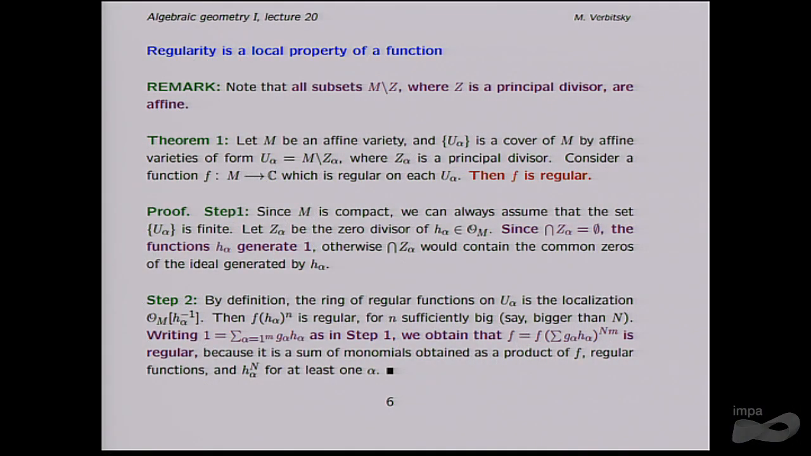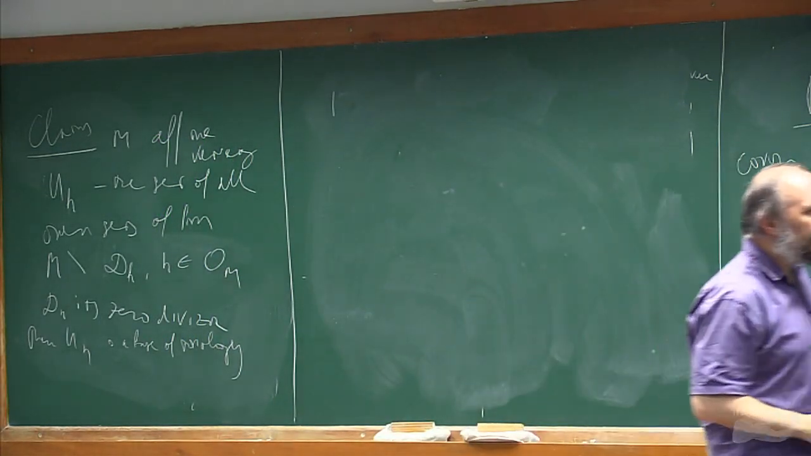Another thing which we need is that regularity is local in the Zariski topology. So we want to prove that regular functions are a sheaf. And to do that, we need to have the gluing axiom. So let's state and prove the gluing axiom for regular functions in the Zariski topology. Okay, so you have, is it Theorem 1, right? Theorem 1.